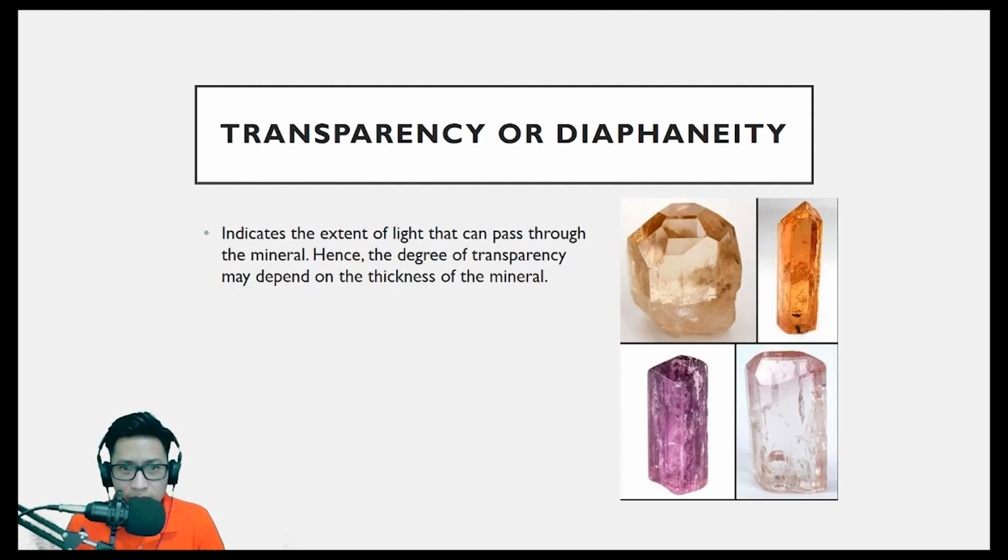The next one is transparency. It indicates the extent of light that can pass through the mineral. Hence, the degree of transparency may depend on the thickness of the mineral. So ito yung ginagamit natin para malaman kung gaano kalinaw or how light can travel inside the mineral.